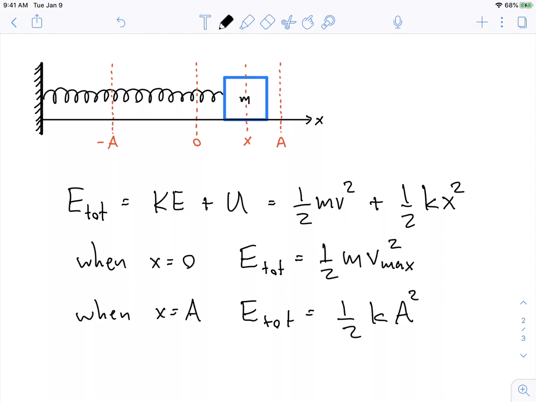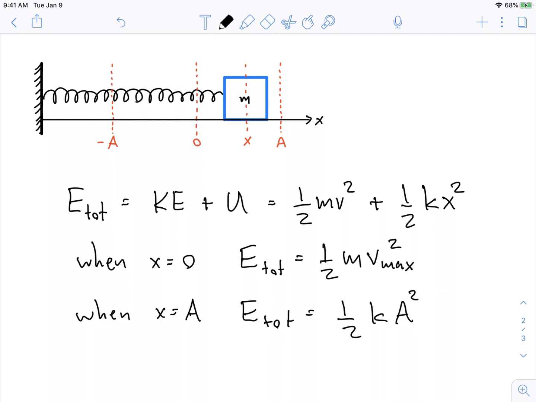So we have three relationships here. We have this relationship, which holds at all times: the total energy is always equal to this. And then we have two special cases where we can find the total energy. If we know what Vmax is, we can find the total energy by plugging into this. And if we know what the amplitude is, we can find the total energy by plugging into that.